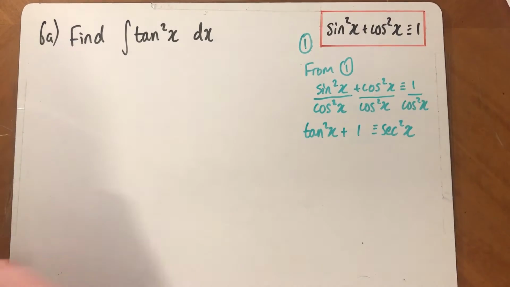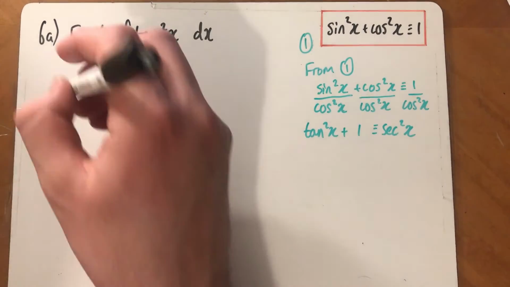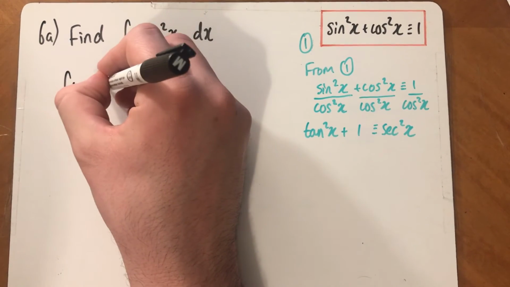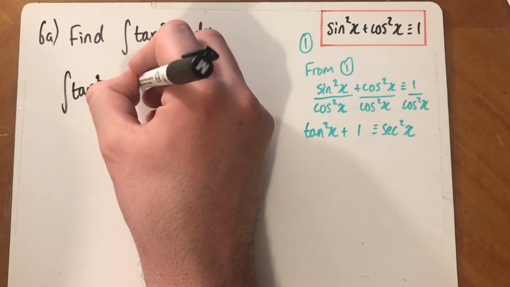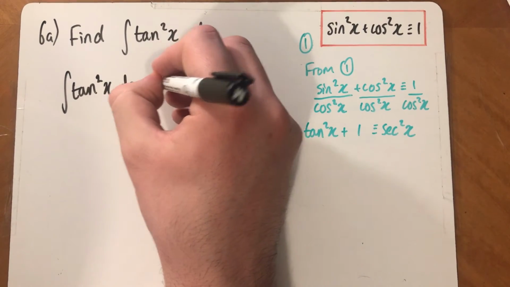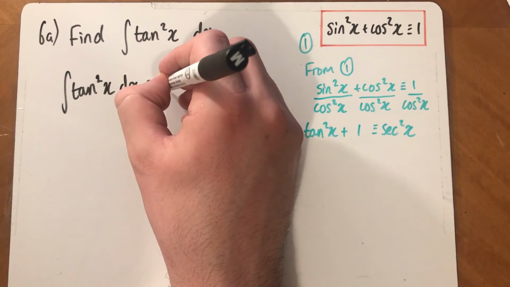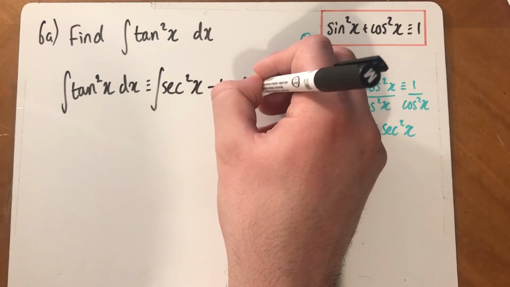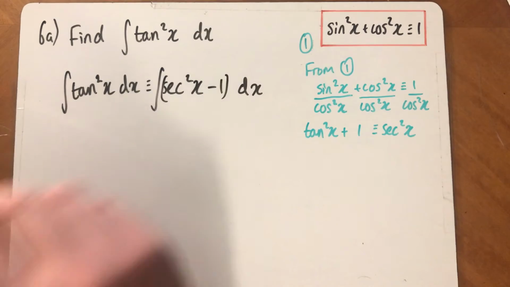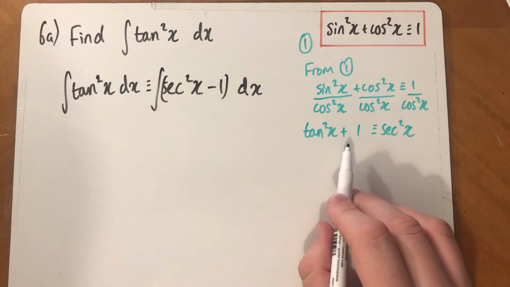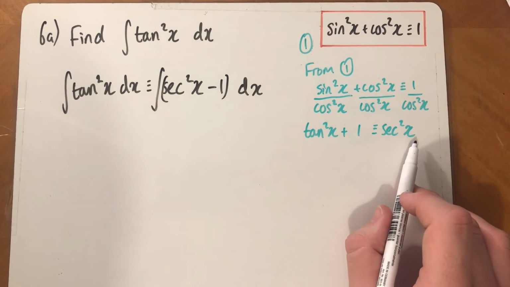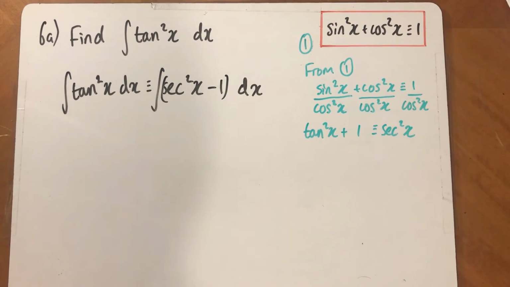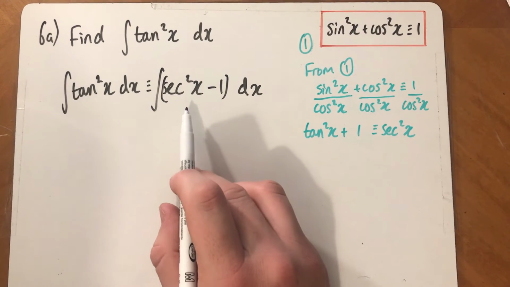Okay, so we can simply just substitute this in. So we can say the integral of tan squared x with respect to dx is going to be identical to the integral of sec squared x minus 1 with respect to dx. I'm just minusing 1 on both sides of this identity and then substituting tan squared x into there. And we know now that sec squared x is a standard integral.